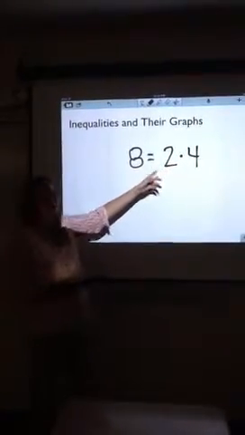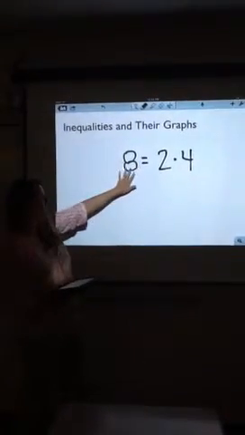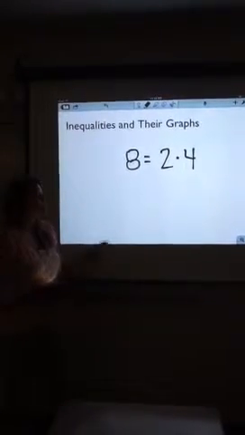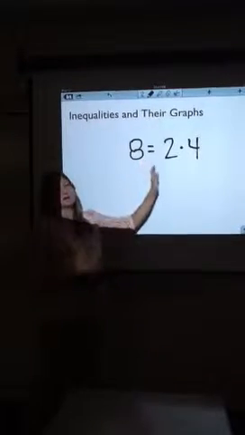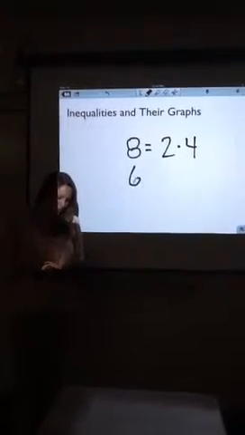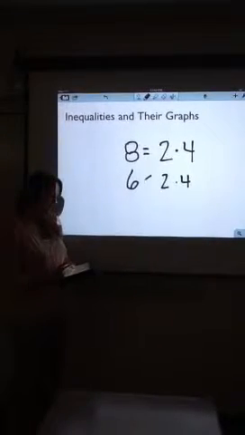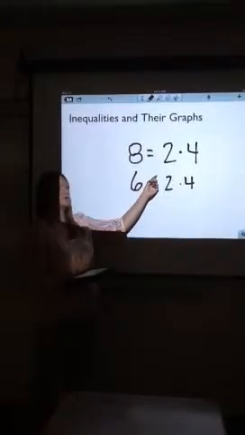We call it an equation because there's an equal sign here, where you have just one side of the math problem equals the other side of the math problem. An inequality is a little bit different, where one side might not necessarily equal the other side. For example, if we had a 6 here, and 2 times 4, well, 6 is less than 2 times 4. So we use the inequality symbol for less than.